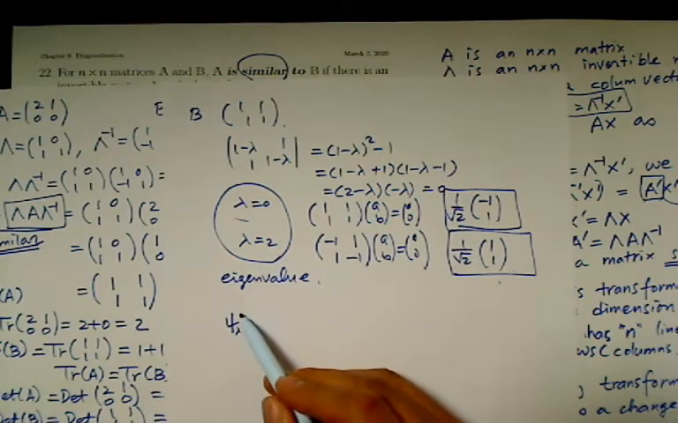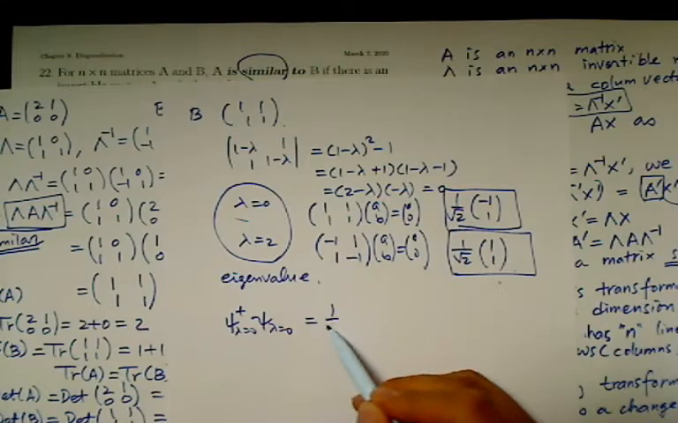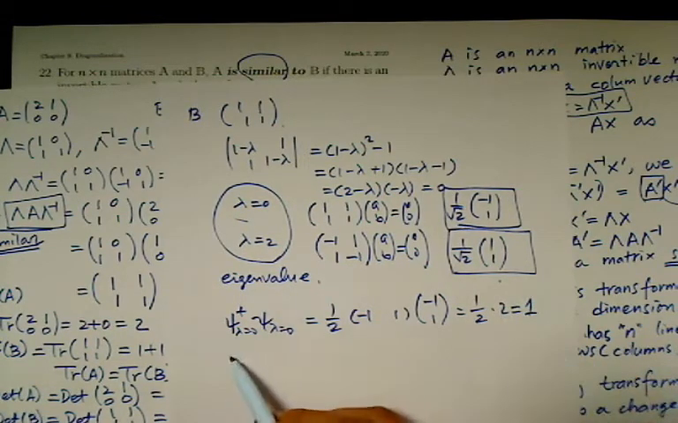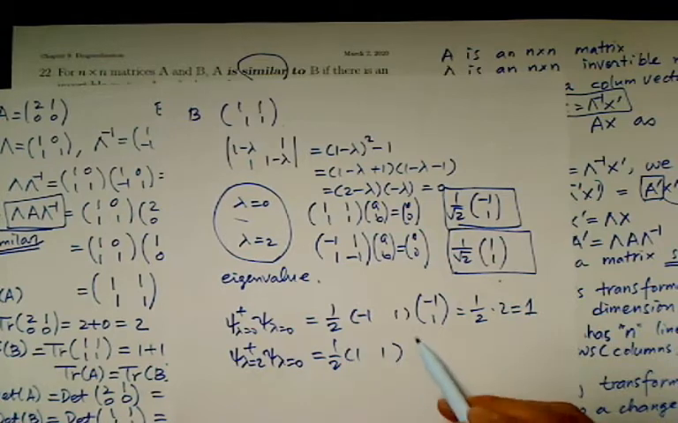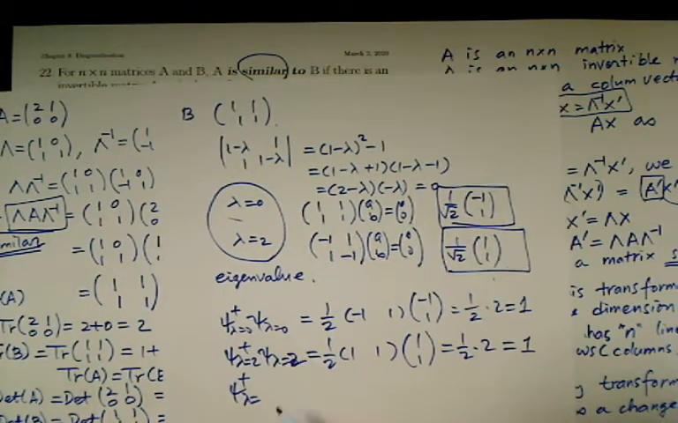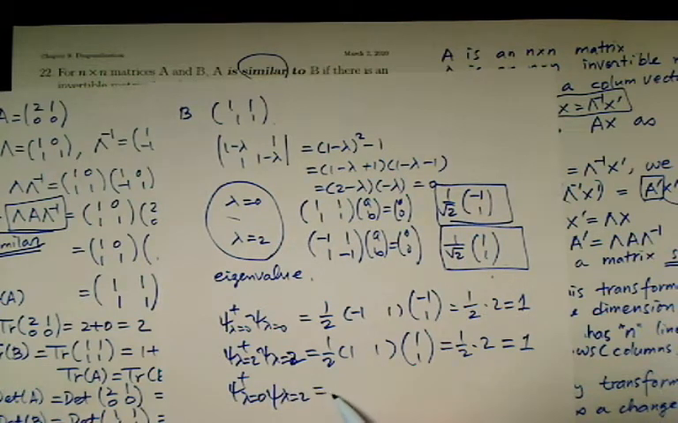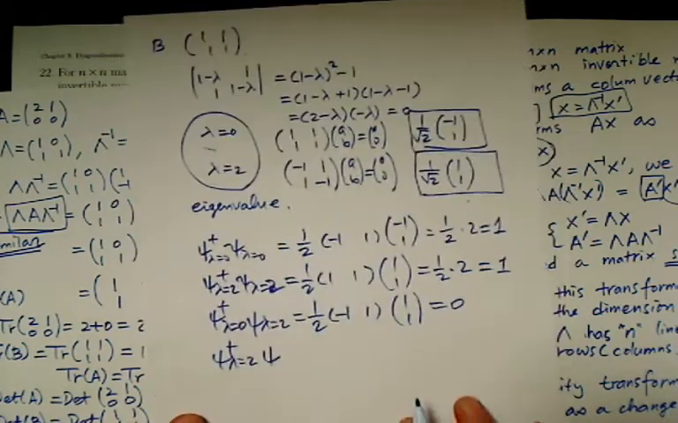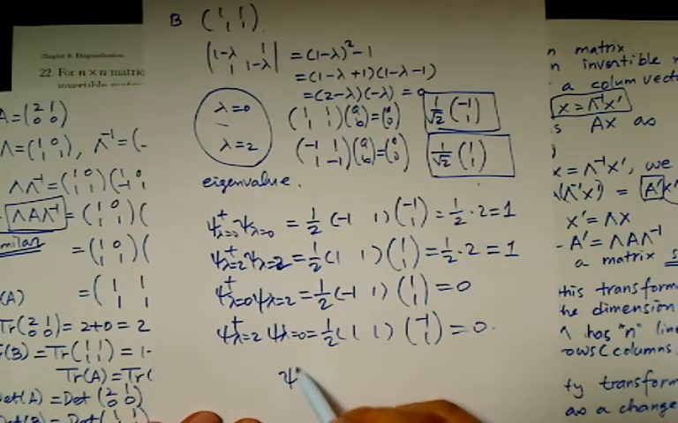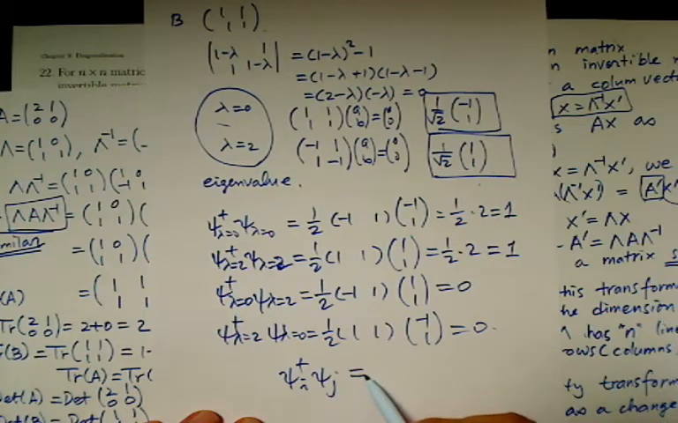psi lambda equals 0, dagger, psi lambda equals 0 is 1 over 2, minus 1, 1, minus 1, 1. This is 1 over 2, 2, so 1. Okay. Psi lambda equals 2, dagger, psi lambda equals 2 is 1 half, 1, 1, 1, 1, which is 1 half, 2, so 1. And psi lambda equals 2, dagger, psi lambda equals 0 is 1 half, 1, 1, minus 1, 1, which is 0. Therefore, delta ij.